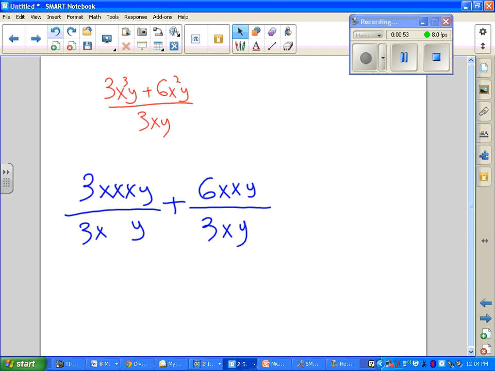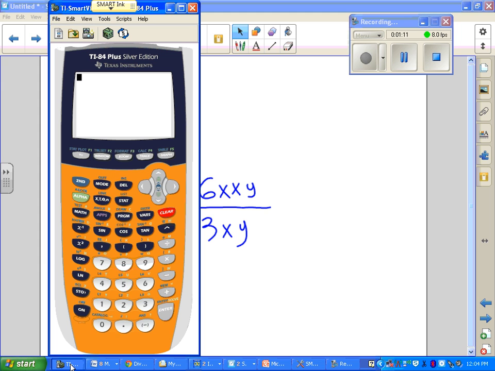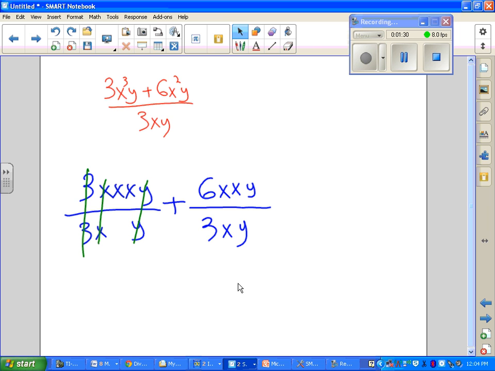Alright, now I'm looking for what they have in common. I see that they have an x in common, 3 divided by 3 is in common, and they have a y in common. If I do 6 divided by 3, I taught you guys to break it down, but a simpler trick, if you're running out of time, just take those two numbers and divide them. If you do 6 divided by 3, you get 2. So I'm going to have 2 left over.